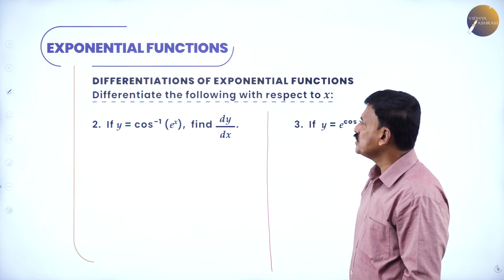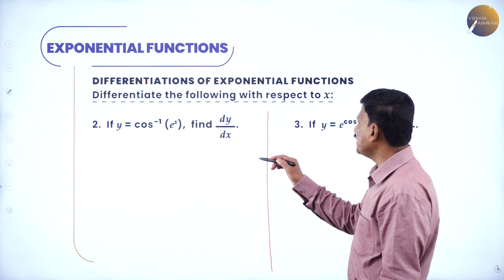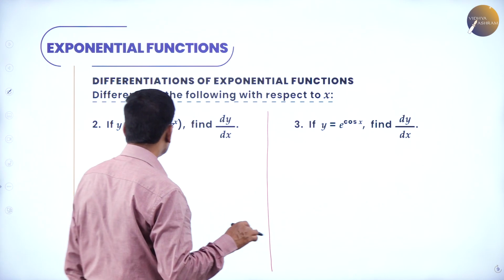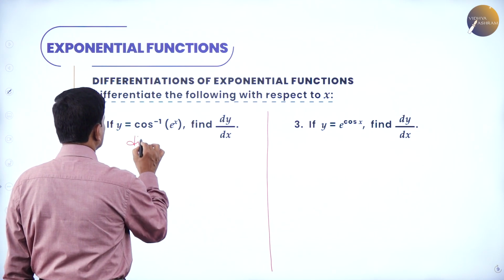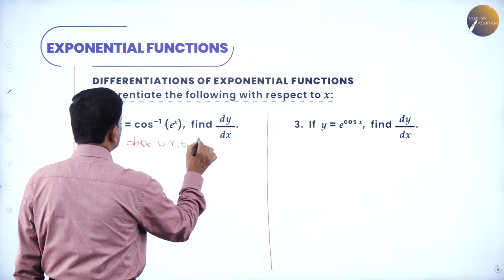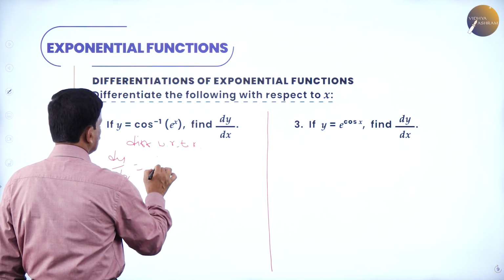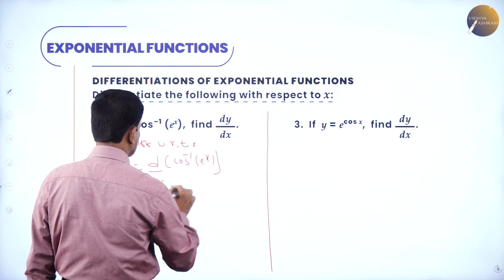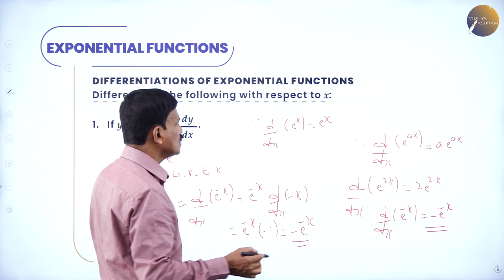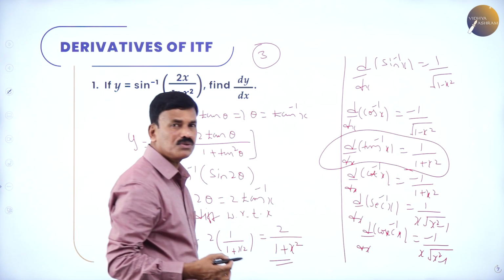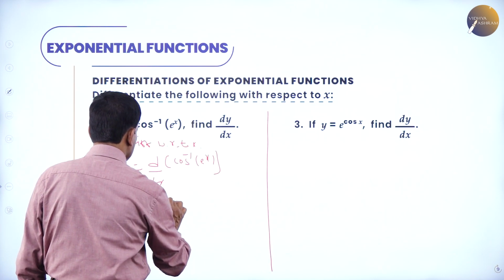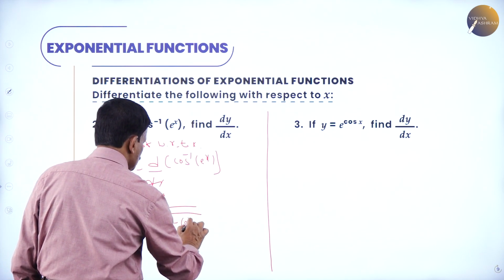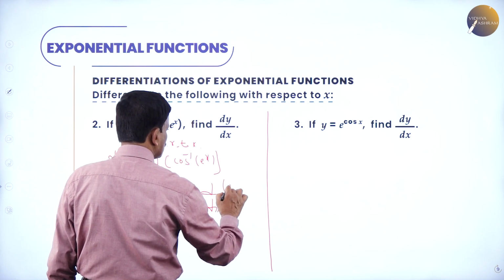There are two problems. If y is equal to cos inverse e to the power of x, find dy by dx. Another one is y is equal to e to the power of cos x, find dy by dx. Now, straight away you can differentiate this. Differentiating with respect to x. So, dy by dx is equal to d by dx of cos inverse of e to the power of x. Now, what is the derivative of cos inverse of x? The derivative of cos inverse x is minus 1 by root of 1 minus x square. So, this is minus 1 divided by root of 1 minus e to the power of x whole square, into d by dx of e power x.